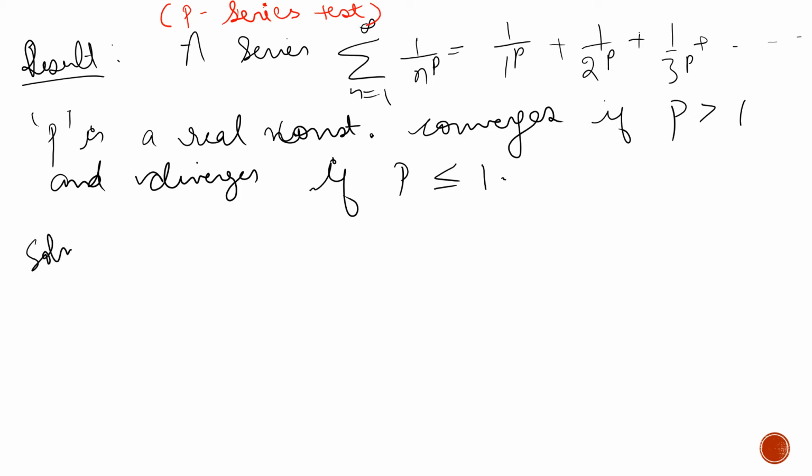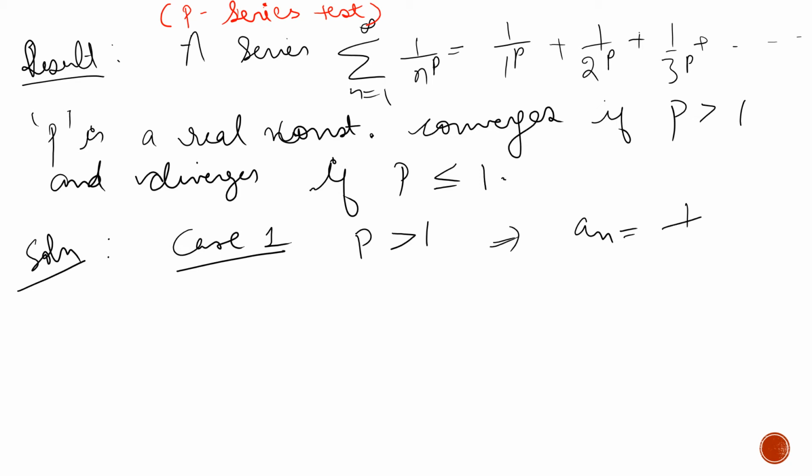So let us see the first case, case 1, when p is greater than 1. So this implies that what will be our a n? This will be 1 by n to the p, for n greater than or equal to 1 and p also greater than 1. So now I'll define f of x, which is equal to a of n. This is 1 by x to the p. Similarly, x will be greater than or equal to 1.